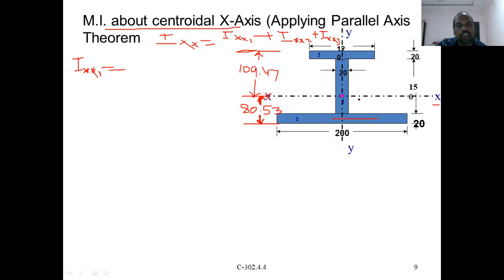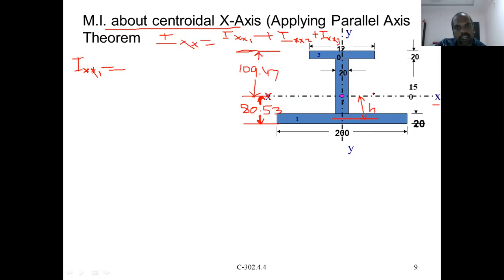So the parallel axis theorem says the moment of inertia about any axis is equal to the moment of inertia of this figure about its own centroidal axis plus the product of area and the distance between the centroidal axis of the section and the other axis. That is nothing but this distance, which in this case is h.